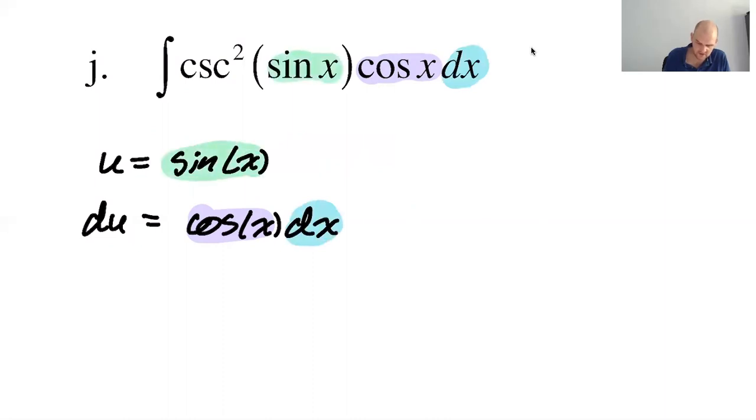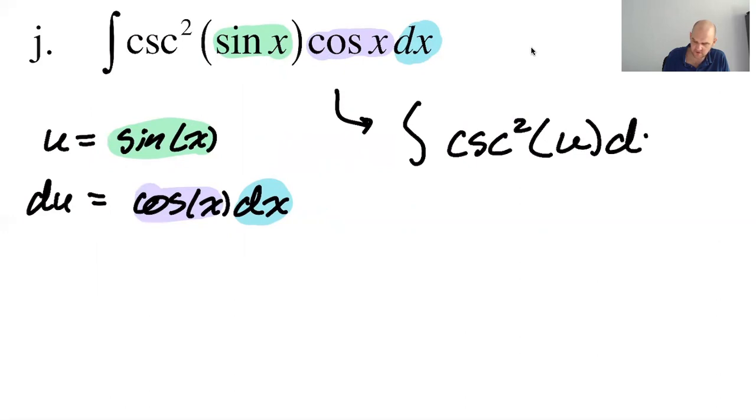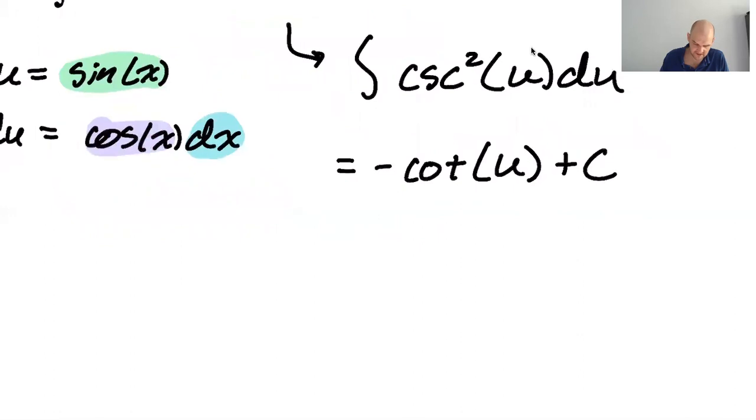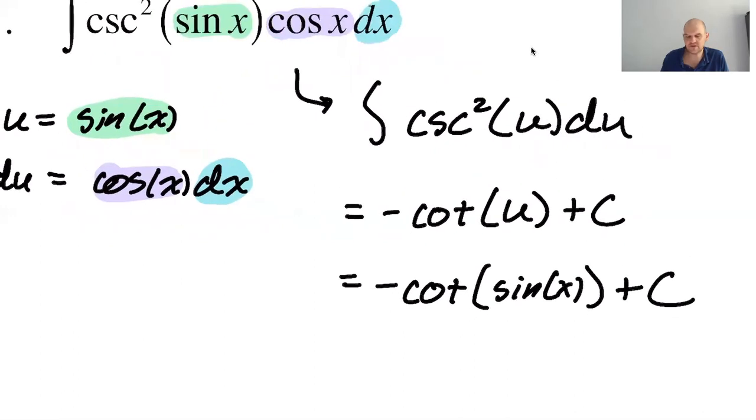When you make your u substitution, it doesn't mean your function's not going to still look a little weird. Cosecant squared doesn't look necessarily simple, but we know what we're doing. It does look simpler because we memorized. This is negative cotan of u plus c, and then u is sine. So we're going to get negative cotan of sine of x plus c. Feels like maybe that would simplify, but it doesn't. It's cotangent of sine. What are you going to do?